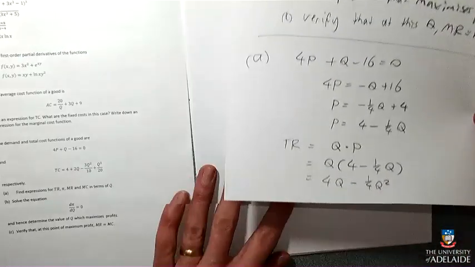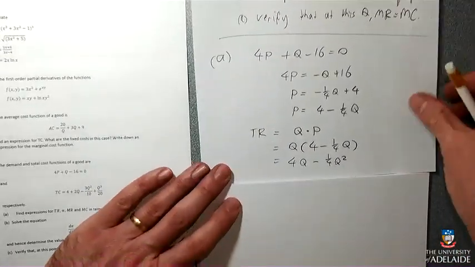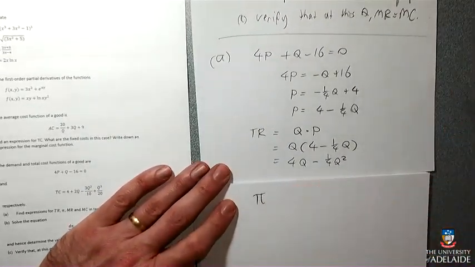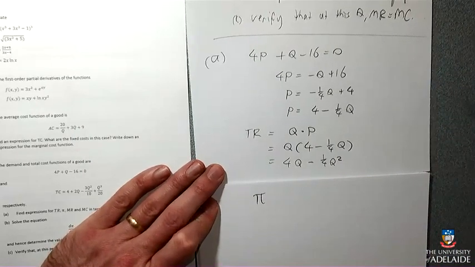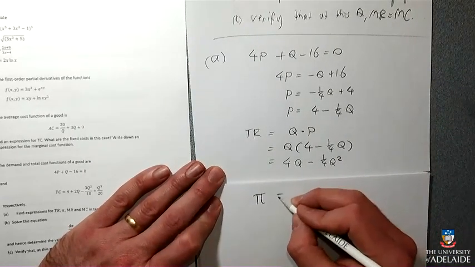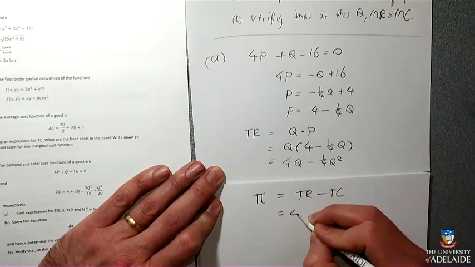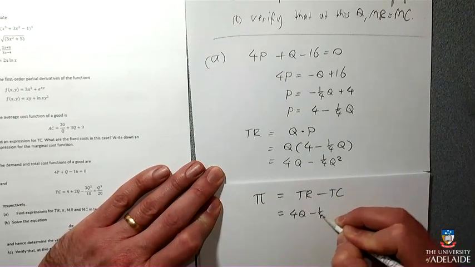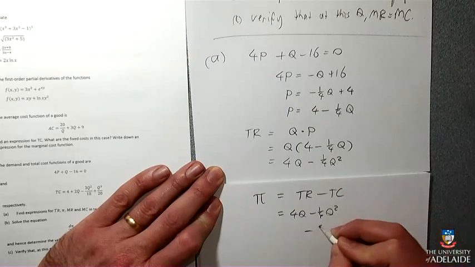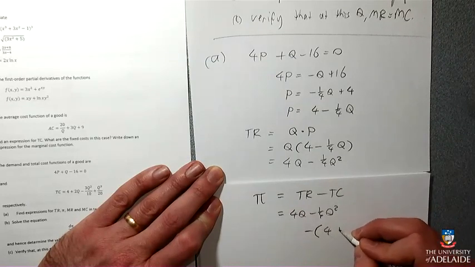Okay, so that's the total revenue. The profit, that's what this pi stands for, I imagine, P for profit. It's total revenue minus total cost. So the total revenue was 4Q minus a quarter of Q squared, and the total cost was this thing.